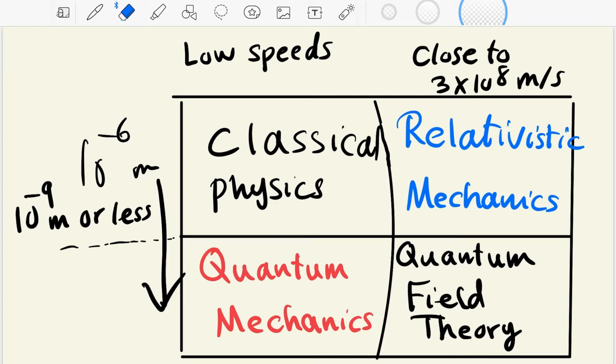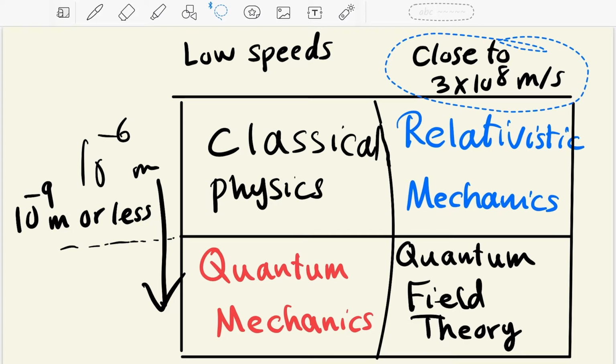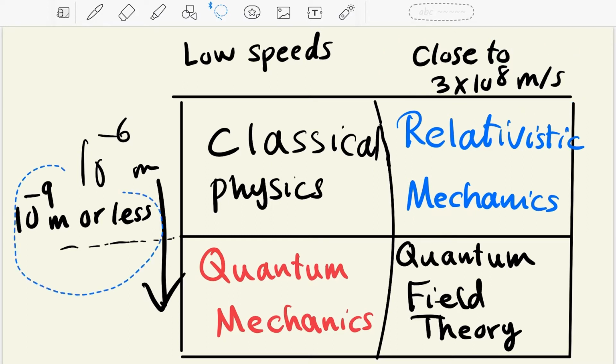We are already familiar with classical physics that describes the behavior of large-scale or macroscopic objects. But in two extremes, classical physics is either insufficient to describe the natural phenomena, or it gives us incorrect results. One is at high speeds close to the speed of light, and the other one is at low dimensions comparable to the size of an atom, which is around 10 to the power of minus 9 meters or less.